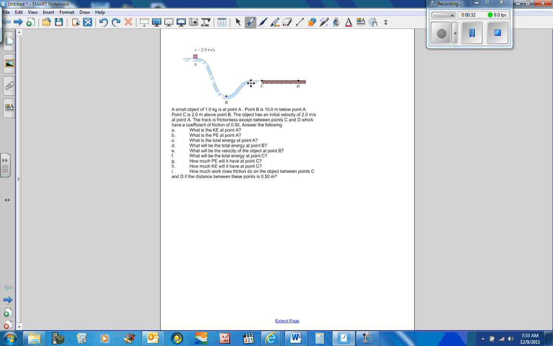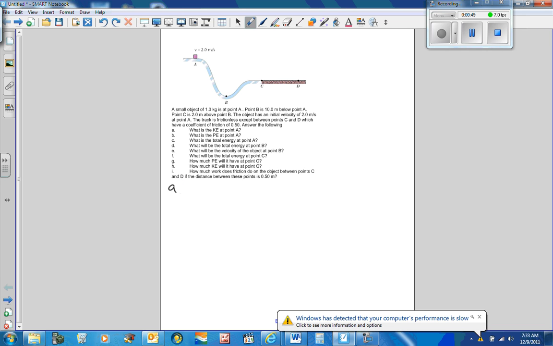Point C is 2 meters above point B. The object has initial velocity 2 meters per second. The track is frictionless except between points C and D, which has a coefficient of friction of 0.5, and answer the following. What is the kinetic energy at point A?